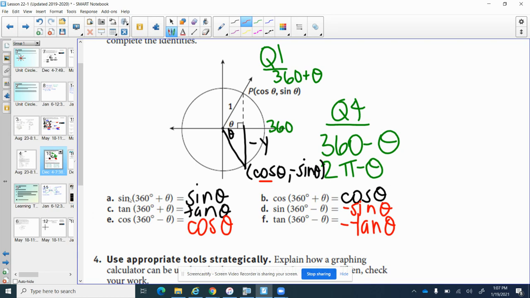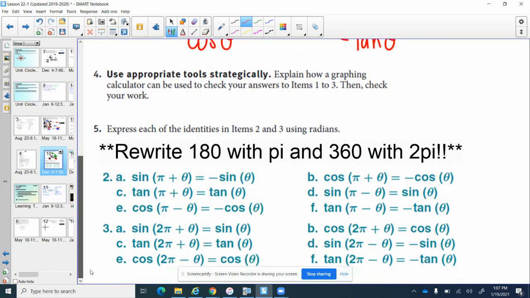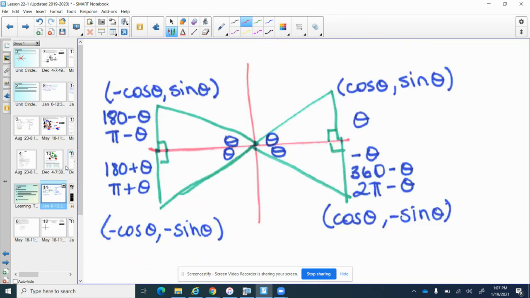So this may seem like a lot of work to memorize all of these, or they have them down here. Again, all of the radian measures then is anywhere you saw 180, you're replacing it with a pi, and the 360s are all being replaced with a 2 pi. So again, they have all those different cofunctions that we just wrote down, but now for radians as well.